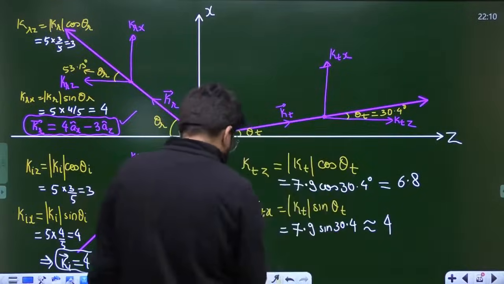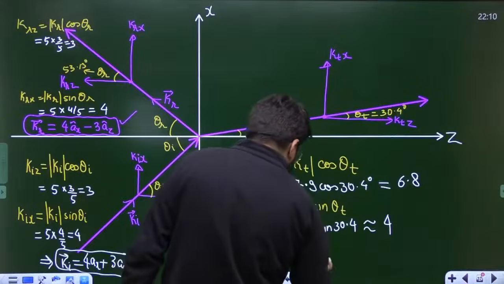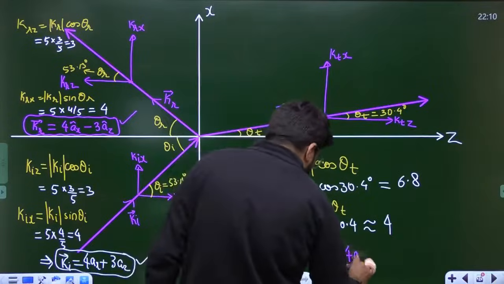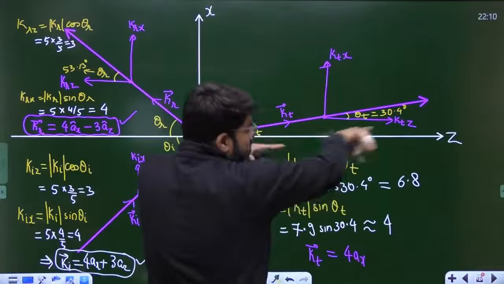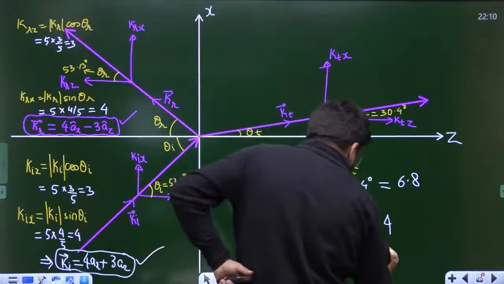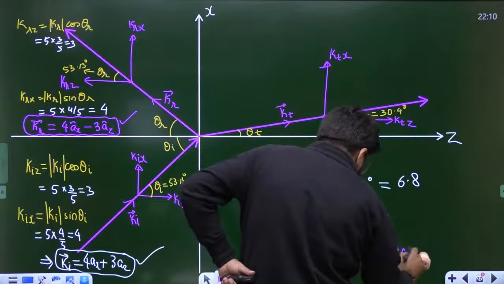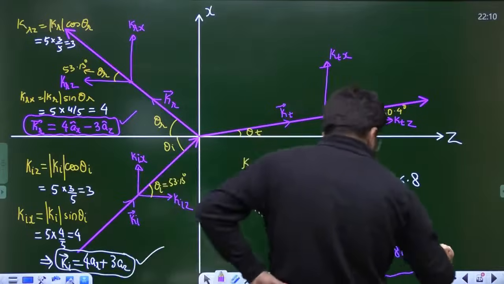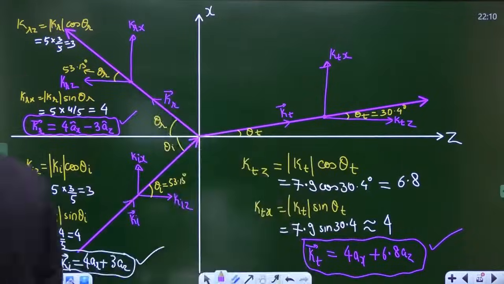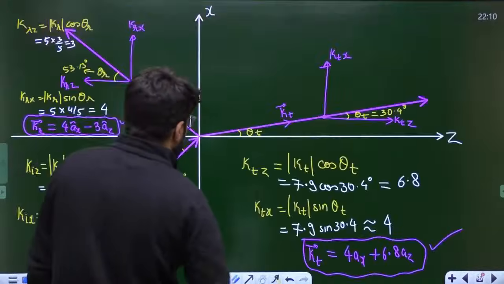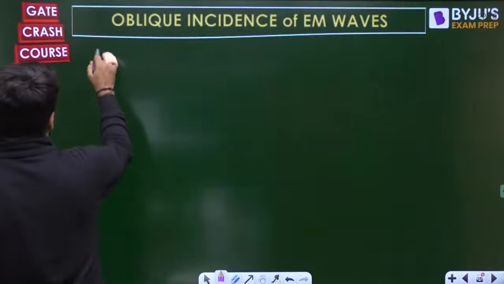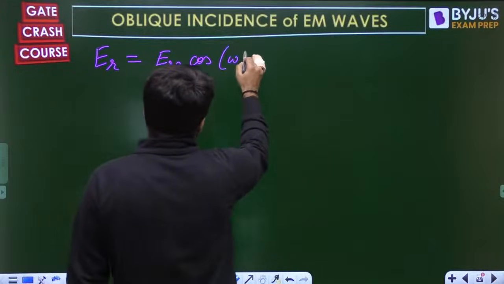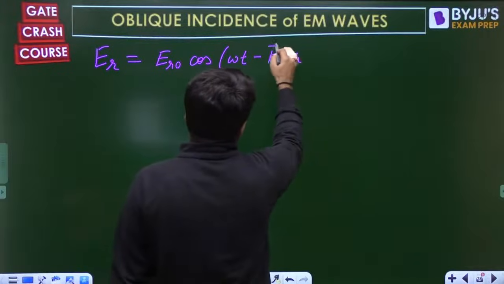So this is 4. So what is going to be the KT? In the x direction, it is 4ax, and it is clearly positive x and positive z, both are positive. So z component is 6.8, so plus 6.8 az. This is what KT is. I will just substitute and my answers are finished then. So what is the expression for ER? ER is given by the formula ER naught cos omega t minus KR dot R, correct?